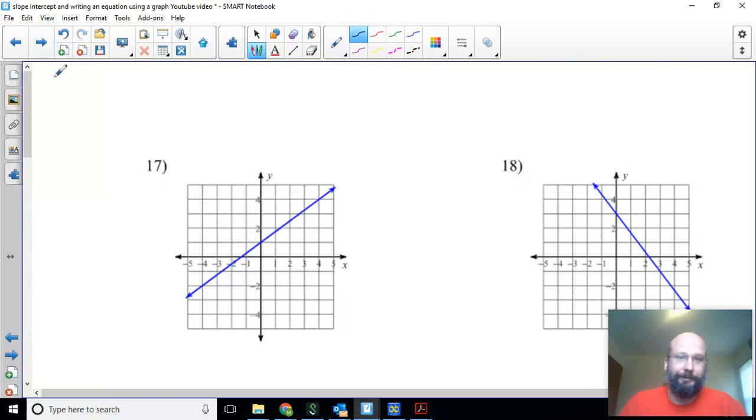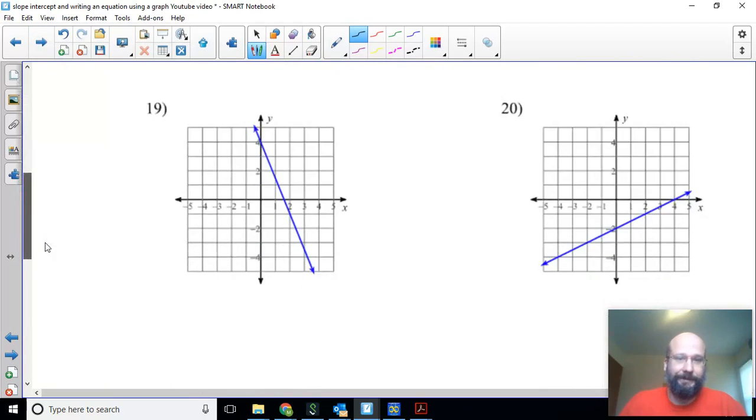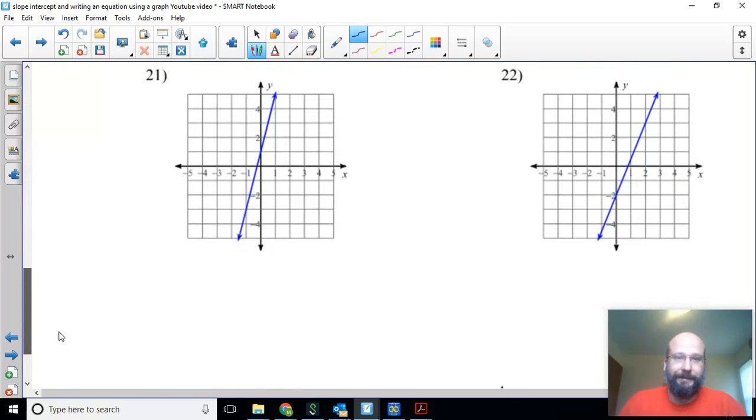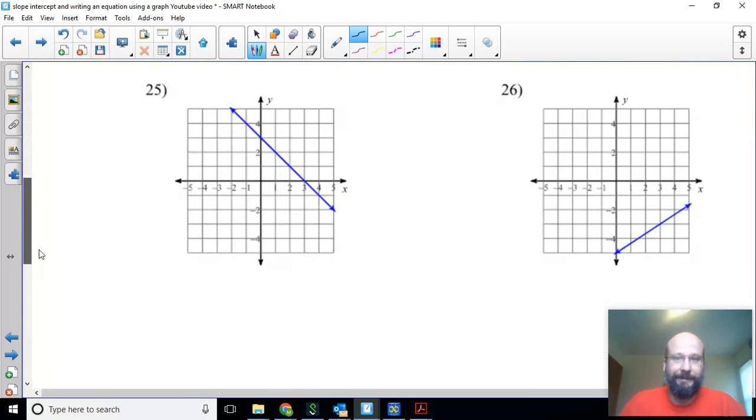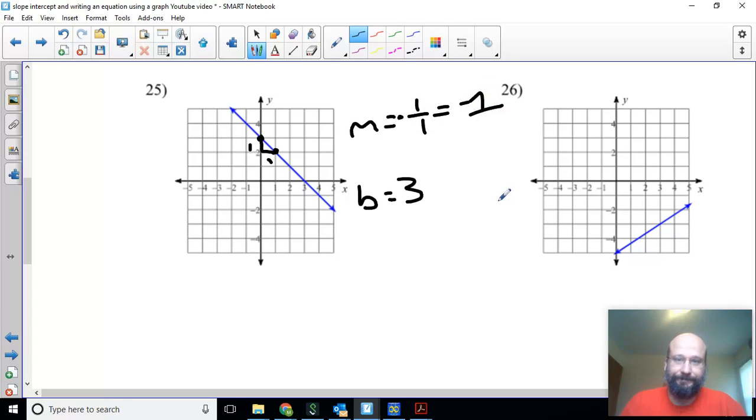Let's do one more. Let's find a good one. All right, so I am finding my b. Finding the y-intercept is going to be the easiest because that's where it crosses. That's 3. And then finding the slope, I just got to find another point. And it looks like this point's pretty good. So that's going to be 1 over 1 negative, because that's a negative slope. -1 over 1 is the same as -1.